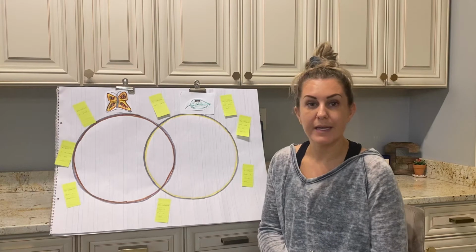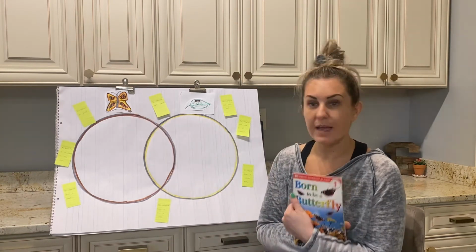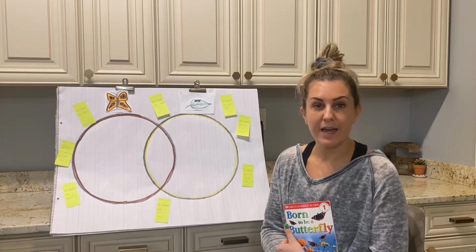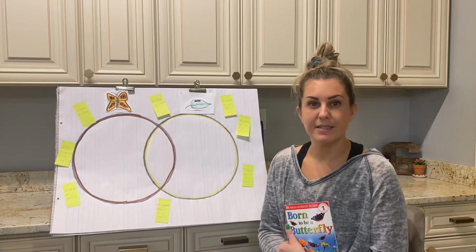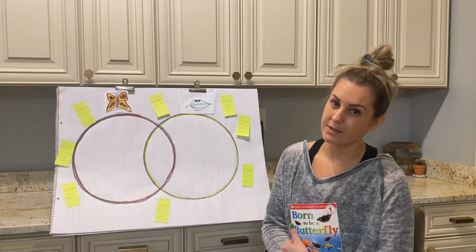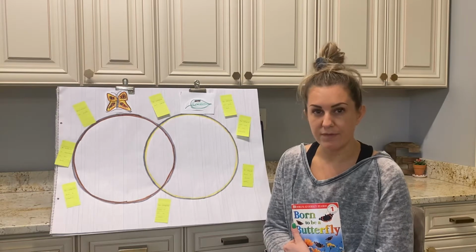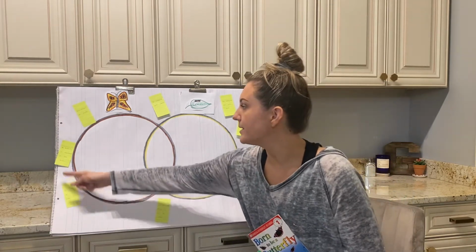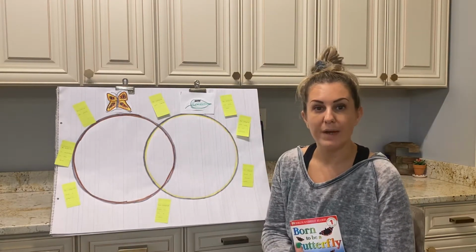We are going to think about some things about the book, Born to be a Butterfly, and we're going to think about some things about the book, The Very Hungry Caterpillar. And then we're going to think about if anything is the same about both of the books. That's comparing and contrasting. Thinking about what's the same and thinking about what's different. So let's get started.